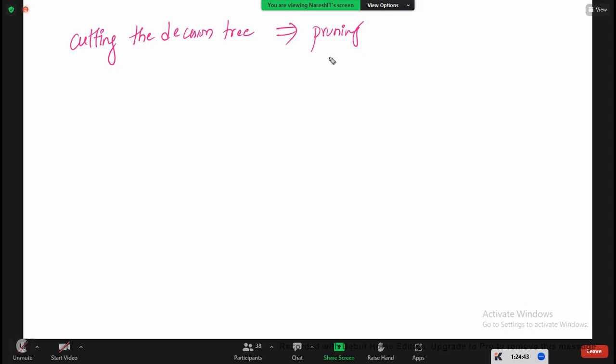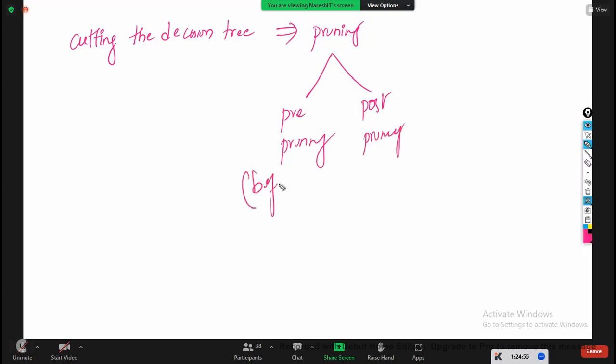We have two options. One is called pre-pruning, the other is post-pruning. Pre-pruning means before the model: before modeling itself, you are fixing how much the tree has to grow. Post-pruning means after modeling. This is before modeling and this is after modeling.